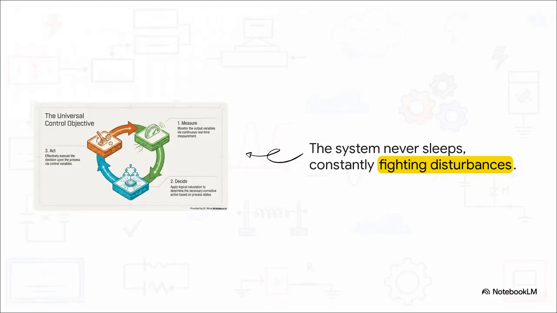When we set this continuous loop in motion, it's pretty amazing. Feeding the measured output right back into the decision-making brain of the system means we are constantly fighting back against those uncontrollable disturbances we just talked about. The system literally never sleeps. It's always correcting, always adjusting, always fighting to keep things perfectly stable.